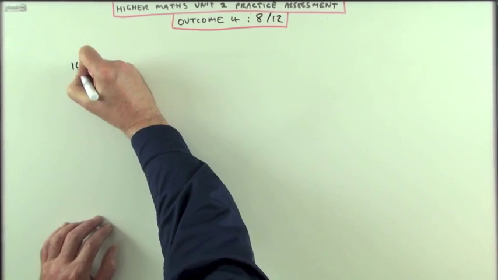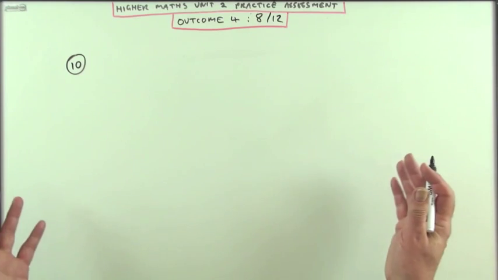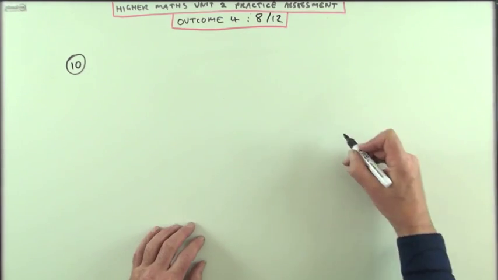Now, the next question is to prove that a given line is a tangent to a given circle, which doesn't apply specifically to circles, would apply to any curve.